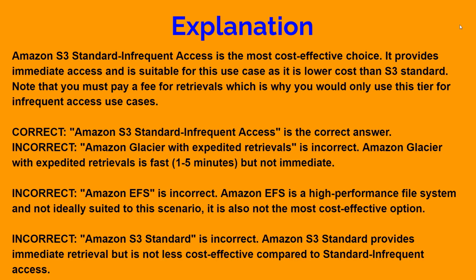Explanation. Amazon S3 Standard Infrequent Access is the most cost-effective choice. It provides immediate access and is suitable for this use case as it is lower cost than S3 Standard. Note that you must pay a fee for retrievals, which is why you would only use this tier for infrequent access use cases. Correct. Amazon S3 Standard Infrequent Access is the correct answer. Incorrect. Amazon Glacier with expedited retrievals is incorrect. Amazon Glacier with expedited retrievals is fast, 1 to 5 minutes, but not immediate.